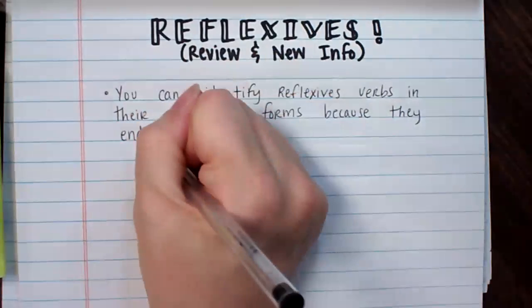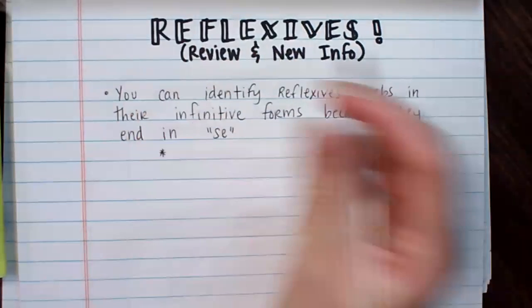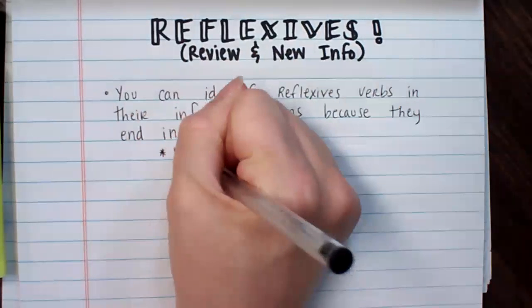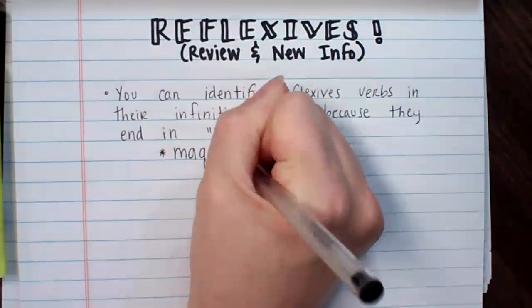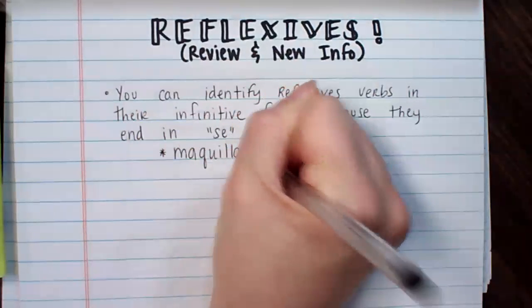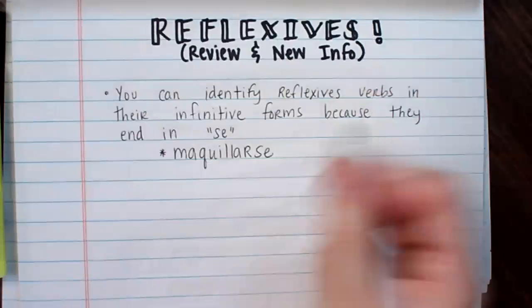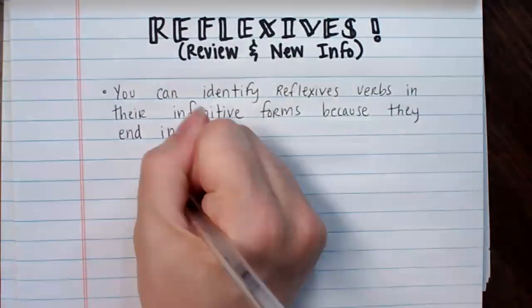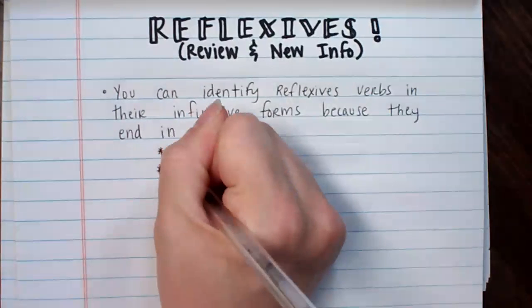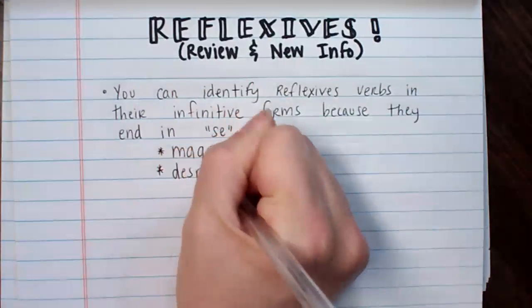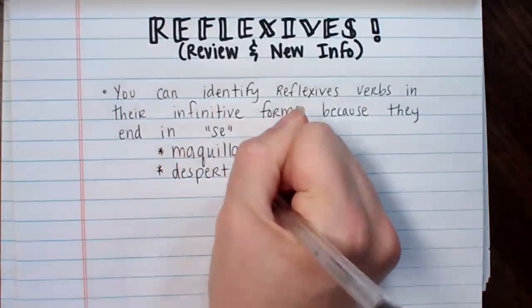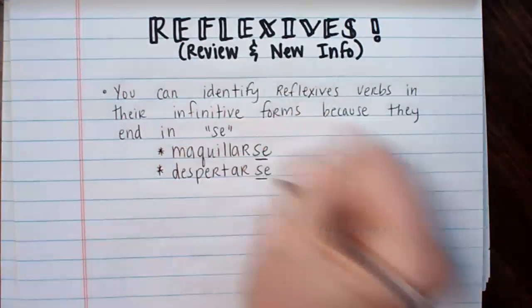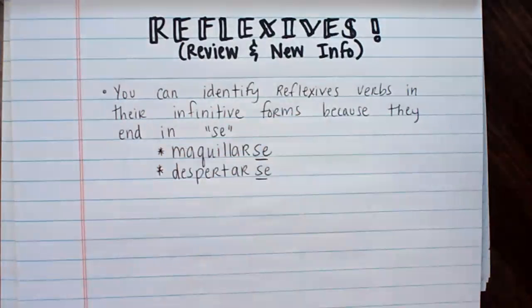So some common examples that we used in Spanish 1, like maquillarse, is like to apply makeup to oneself. Or if I say despertarse, it's to wake up, wake oneself up.